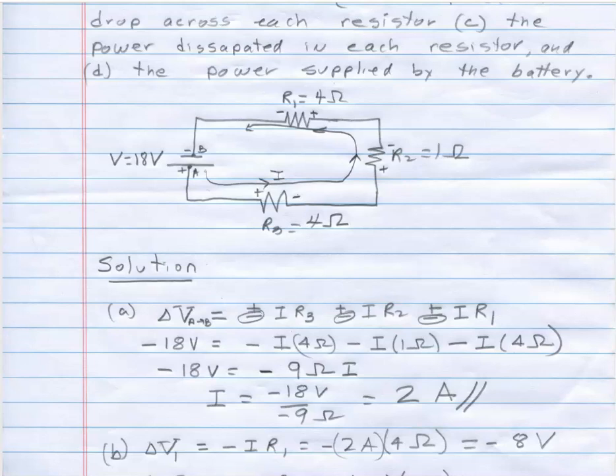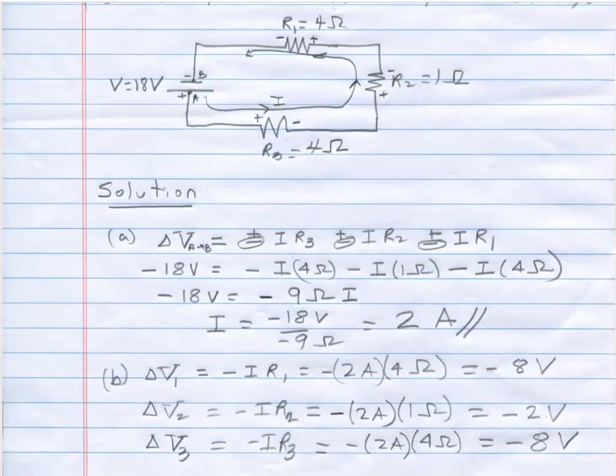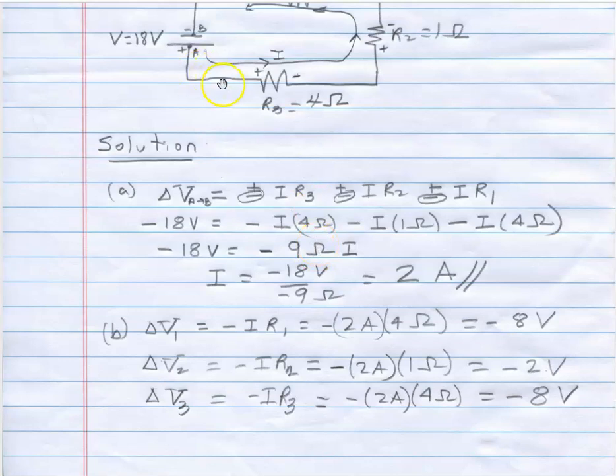Part B, the voltage drop across each resistor. Again, that's the voltage drop. So delta V1 is minus IR1: 2 amps, 4 ohms, minus 8 volts. Similarly for delta V2, it's the current going through it times the resistance, and it's a drop. And likewise over here, resistor R3 is 4 ohms, and there's 2 amperes flowing through it, so minus 8 volts. So all are negative.